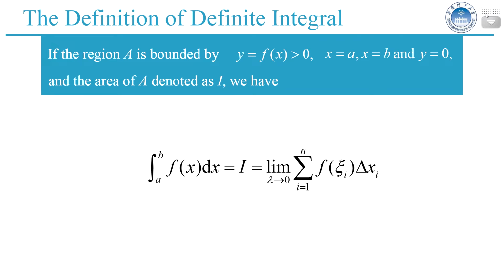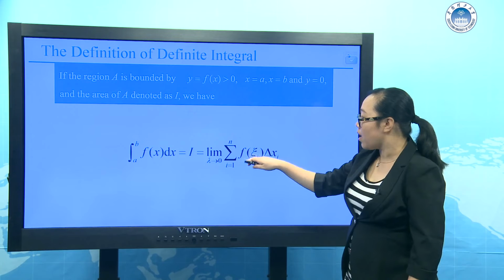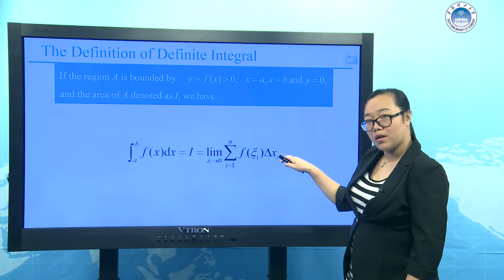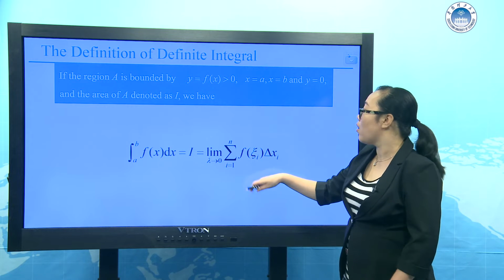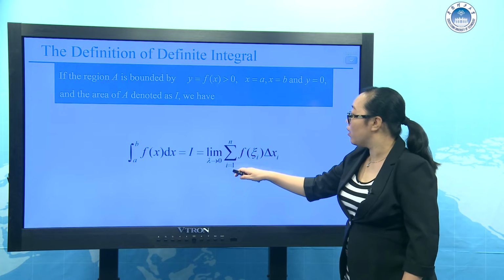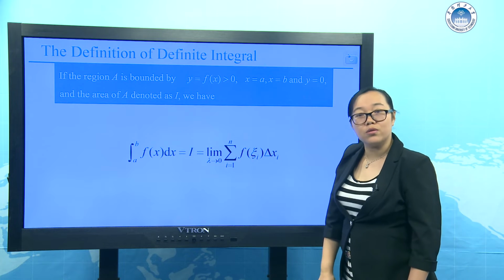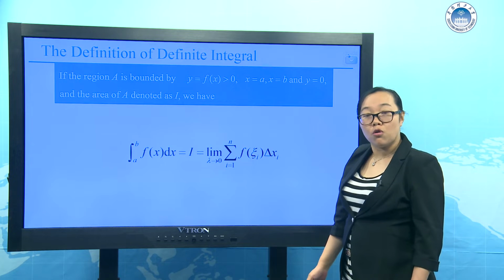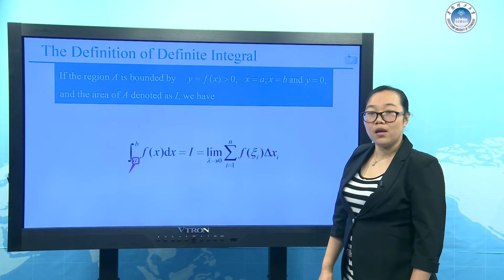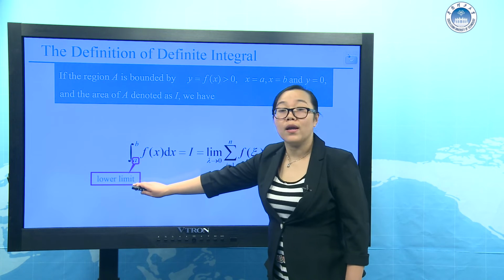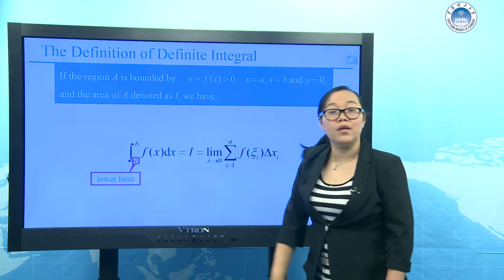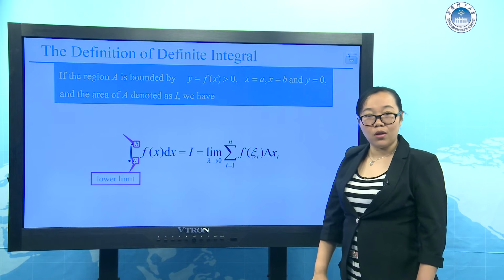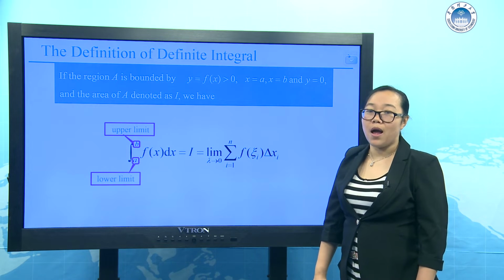The definite integral from a to b of f(x) dx is our integral. The integral equals the limit of the summation of f(xi_i) times delta xi, summation from i equals 1 to n. Look at the tendency: lambda tends to 0. Pay attention to the corresponding signs. Look at a: a is called the lower limit because it is low. How about b? It is the upper limit.